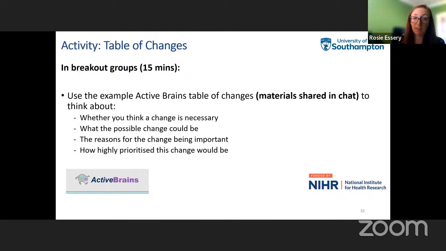So in the document that we'll share in the chat, we've given you a table of changes that has been populated with some positive and negative comments, and we're going to put you into some breakout groups. What we'd like you to discuss with the members of your breakout group is to fill in the rest of the table. So discuss the possible change that could be implemented in light of these comments, the reasons for the change using the coding framework, and what you think might be a priority level. I think we'll only be able to have about 10 minutes on this, but we will put you into breakout groups now. I'll stop sharing my screen.